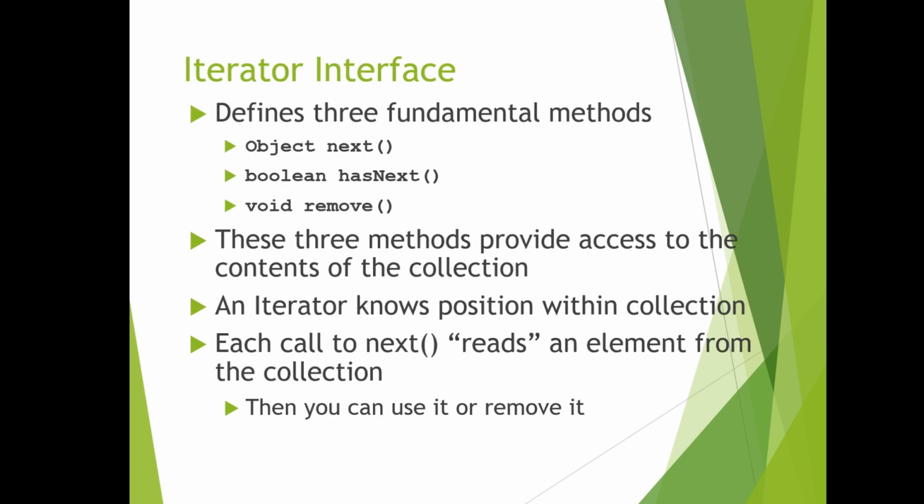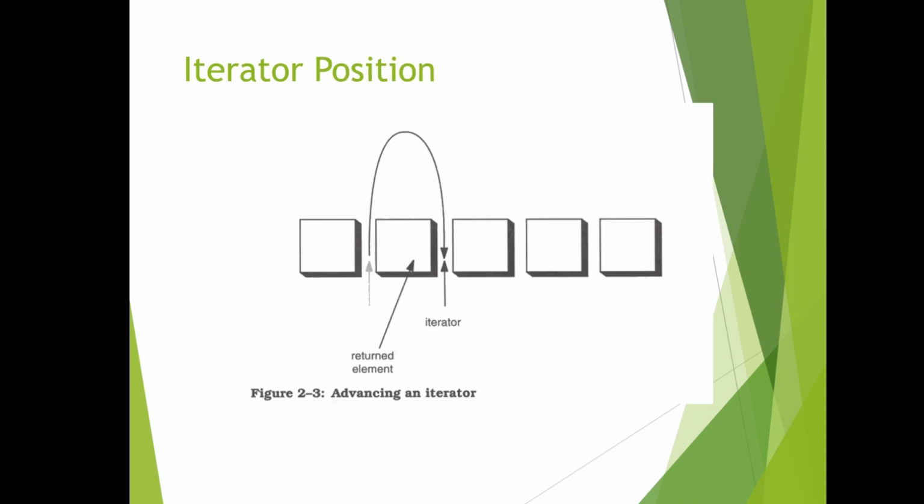The iterator interface defines three fundamental methods. The first is next, the second is hasNext, and the third is remove. These three methods provide access to the contents of the collection. An iterator knows the position within the collection. Each call to next reads an element from the collection. This is the iterator position: we have a first position, and it goes on iterating until you get the last element.